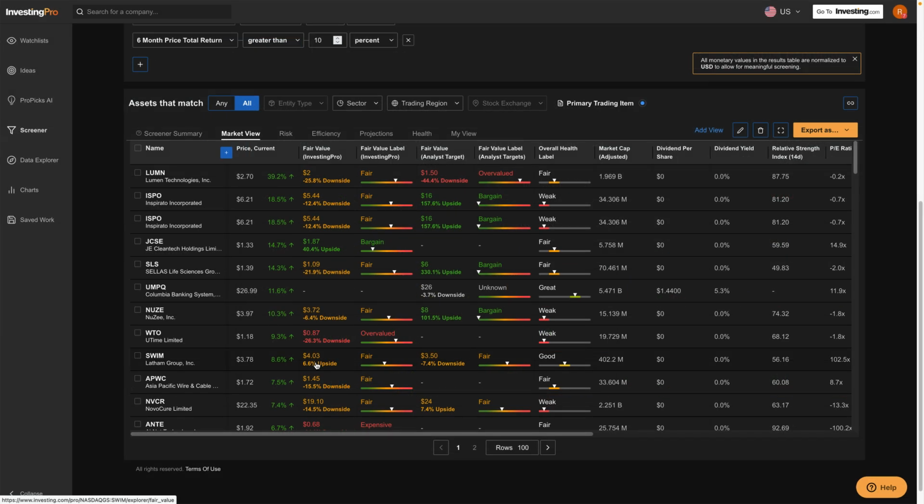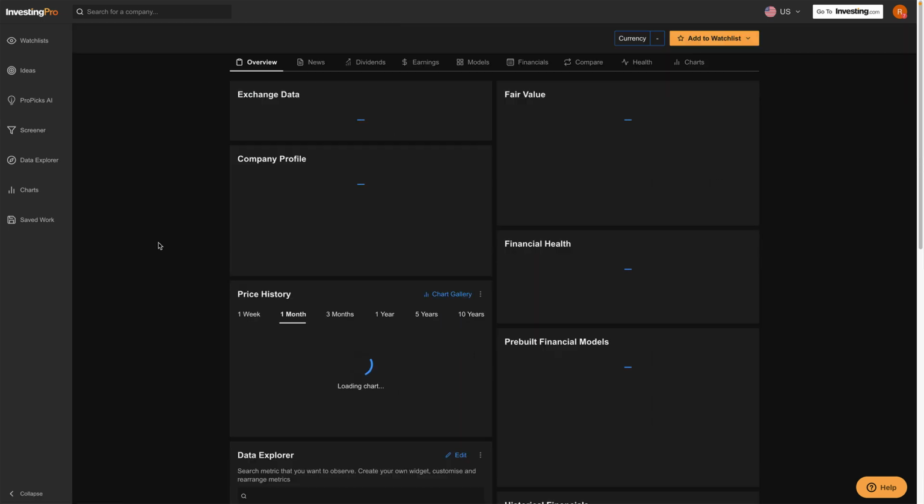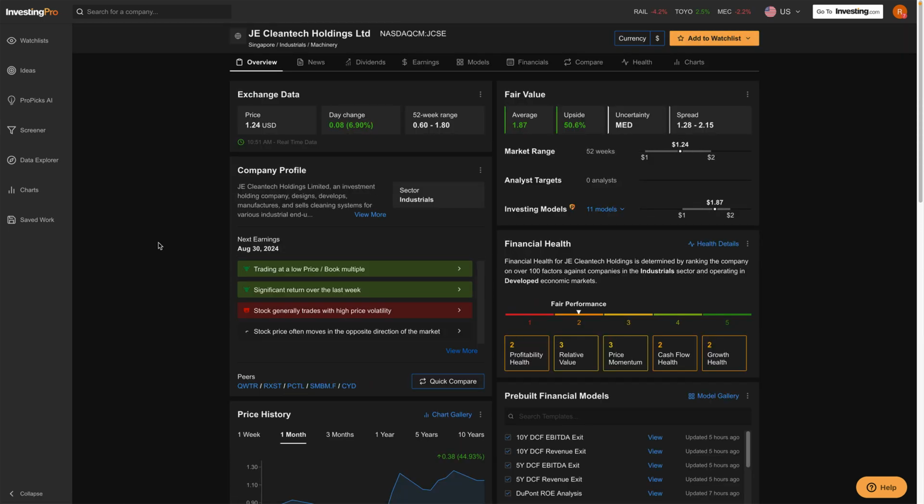Remember, a stock screener is just the starting point. Always do your own research before making any investment decisions.